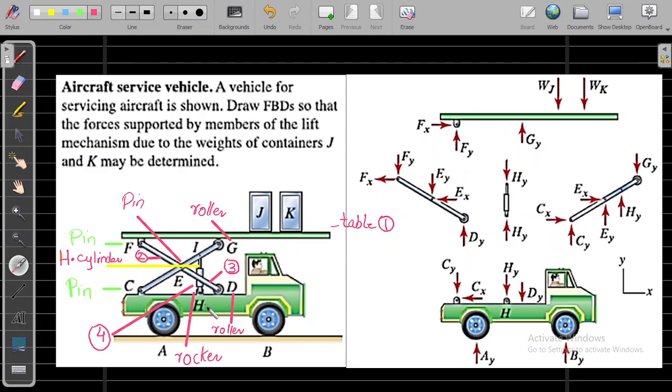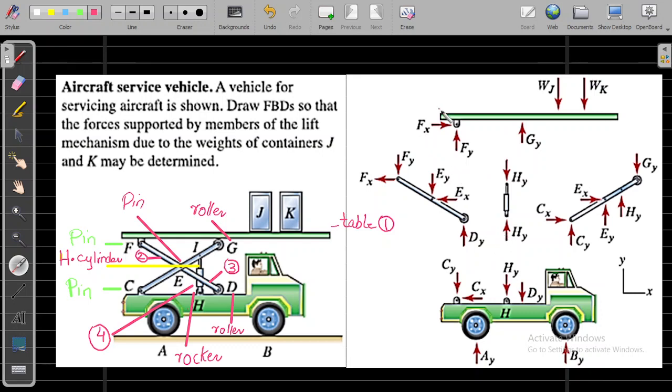The other thing, if you look at it here, is that this is the hydraulic link, the hydraulic cylinder, and it is connected at this point I. This hydraulic cylinder is being treated as a two force member. Okay, since it is being treated as a two force member, it will have these two reactions. We will assume these two reactions for this two force member.